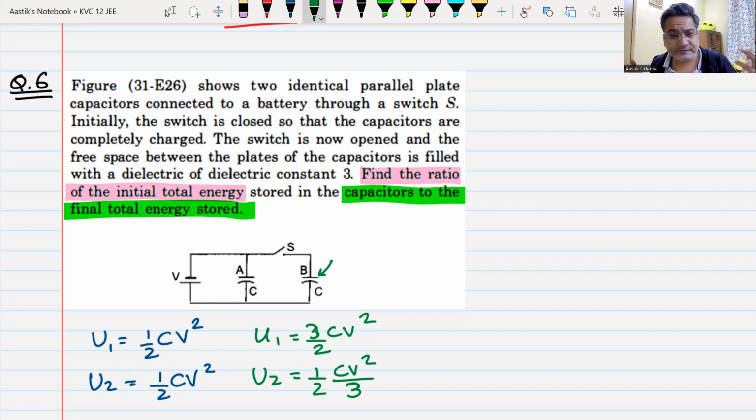That's it, my dear friends. You just have to add both and find the ratios. Add this, find the total energy, and divide. That was all you had to do. And it should not have taken more than 30 or 40 seconds, or maybe 1 minute. I don't know what you were doing.